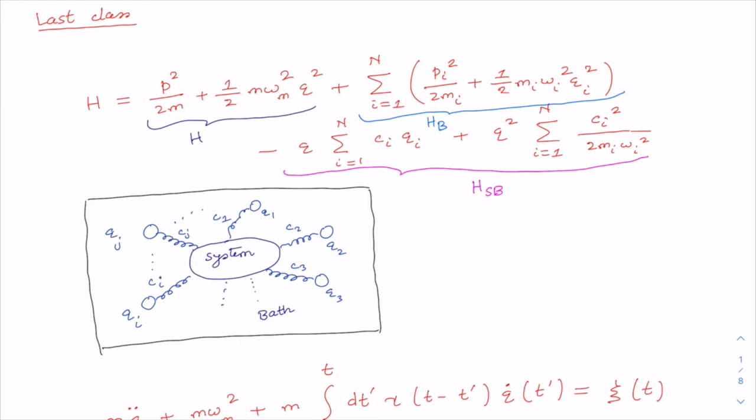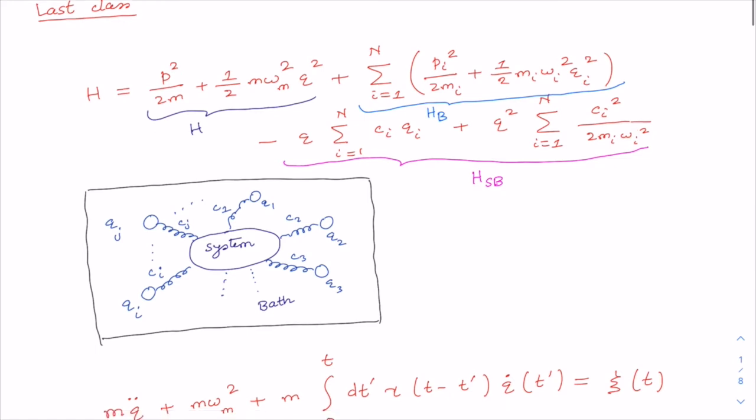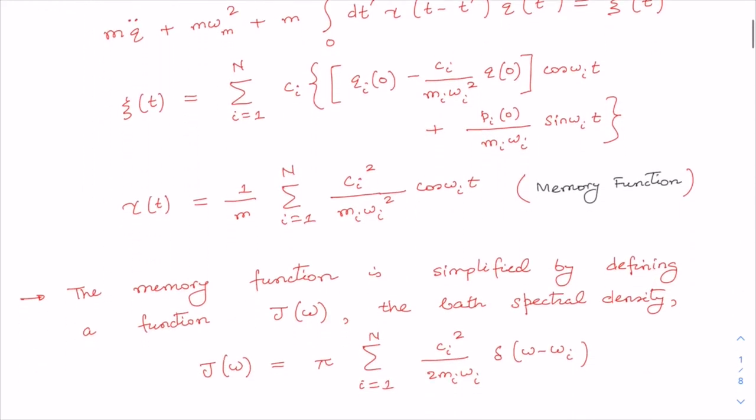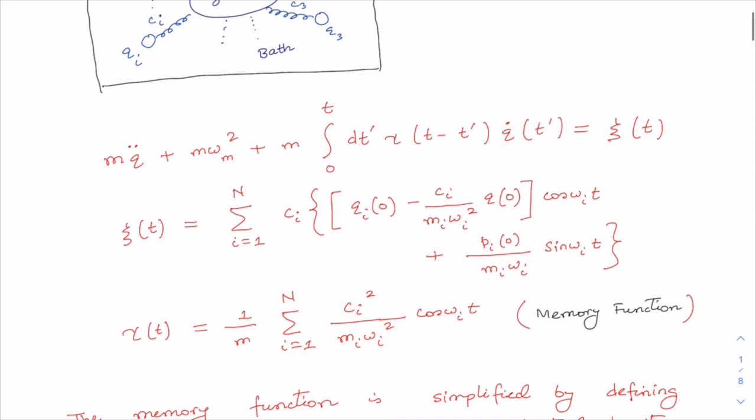So let us begin. In the last class, we continued our discussion on modeling a realistic situation regarding the interaction of the system harmonic oscillator with the surrounding. The surrounding was modeled as a collection of N independent harmonic oscillators, each having a different coupling constant, and our analysis ultimately led to an equation of motion for the damped harmonic oscillator.